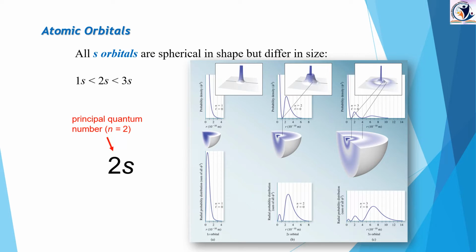So 2s: 2 means the principal quantum number n equals 2. s is the angular quantum number, l equals 0. Very good. Now the ml value: s has only one orientation possibility, right? That is given by 2l plus 1, that means 2 into 0 plus 1, which equals 1. So the ml value gives us 0. That means it has only one orientation possibility. Got it?